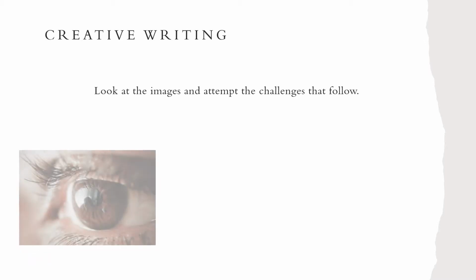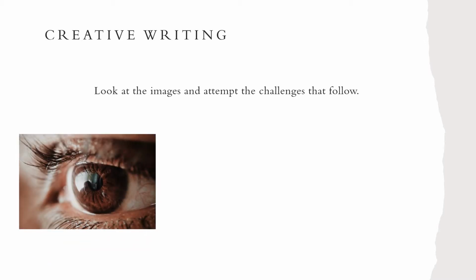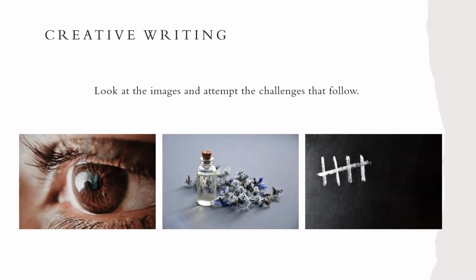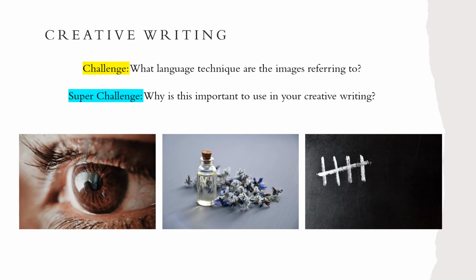So the first picture we have is one of an eye, then we have a bottle, and we have some numbers drawn on a chalkboard. The first thing I'd like to think about is the very first challenge: what language techniques are the images referring to? And I'd like you to attempt the super challenge and think about why this is important to use in your creative writing. Now if you want to spend a bit of time, pause the video here and write down your answers, please feel free to do so.